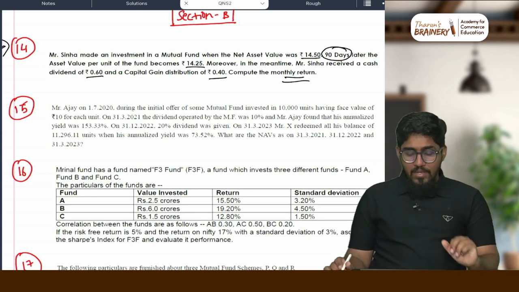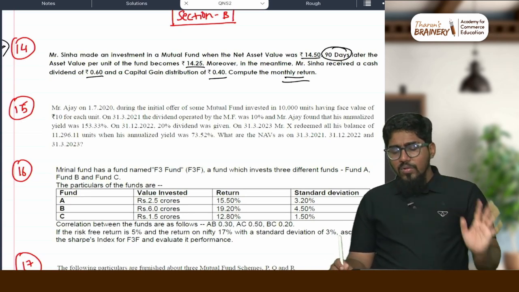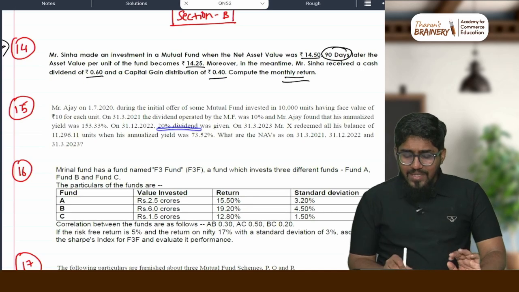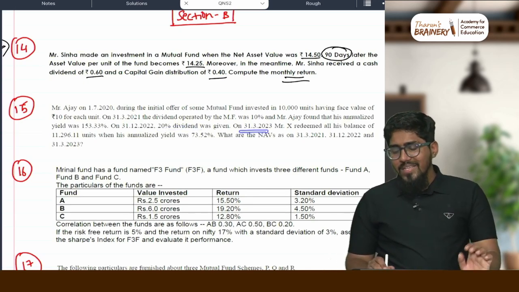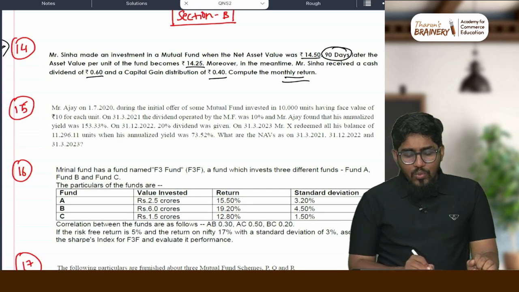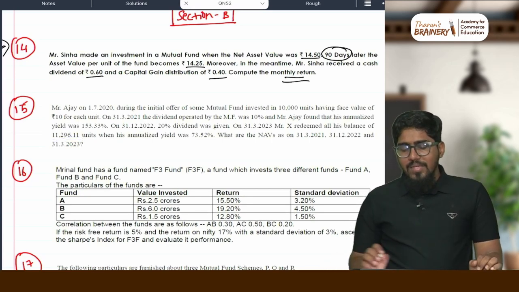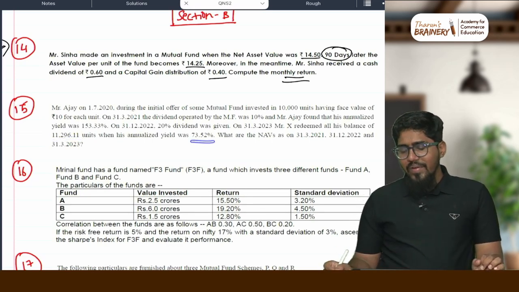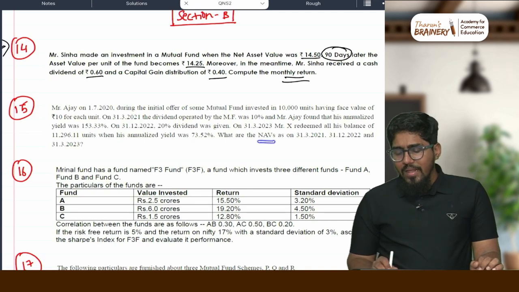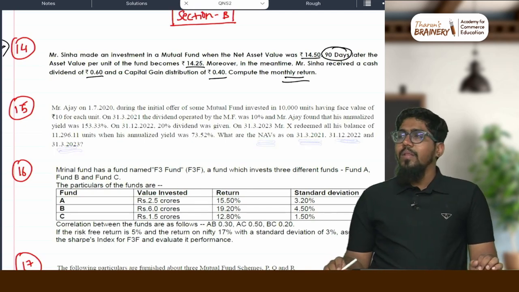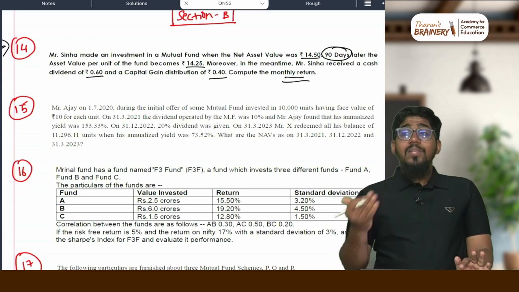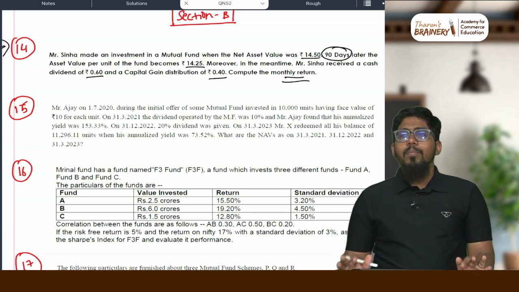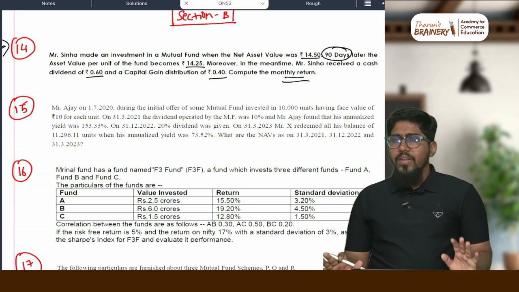On 31/12/2022, a 20% dividend was given. On 31/3/2023, Mr. Ajay redeemed all of his balance of 11,296.11 units when his annualized yield was 73.52%. What are the NAVs on 31/3/21, 31/3/22 and 31/3/23? Very interesting question. By reading, it looks like an easy problem, but it is not that easy when you are going to solve it.